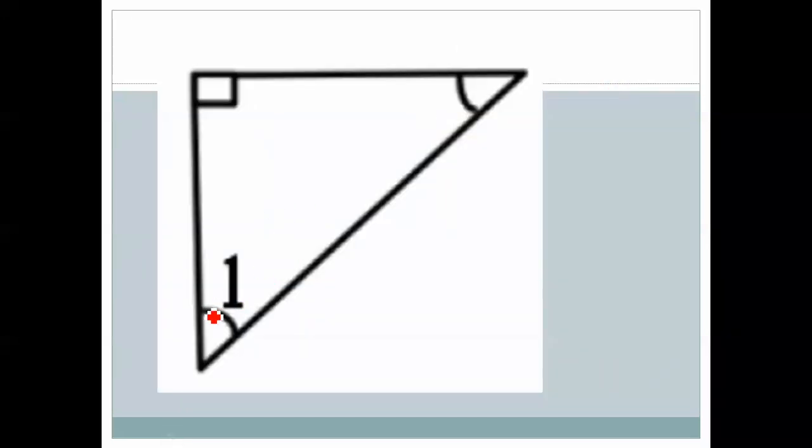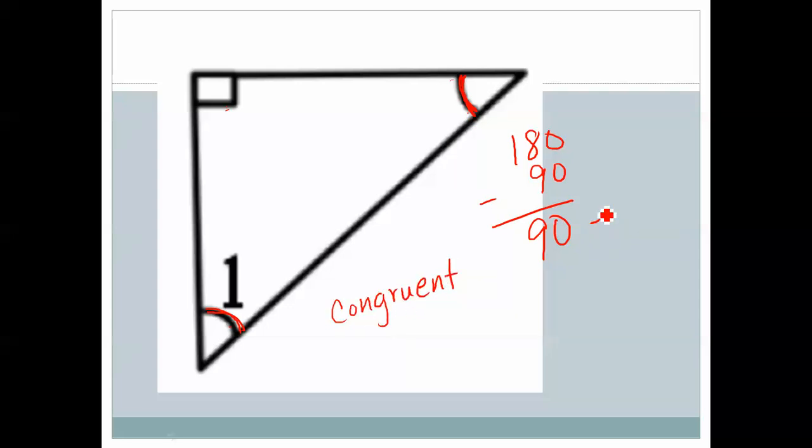Because these two angles are marked as congruent, we know they are the same. So I know that 90 degrees is already taken up out of that triangle, so 180 minus 90 gives us 90. And these two angles are congruent and they add up to 90 degrees. So I can divide 90 degrees by 2 to find out what each one is, and I get 45 degrees. So angle 1 is 45 and this angle is 45 degrees.